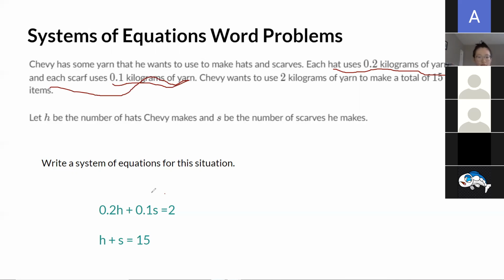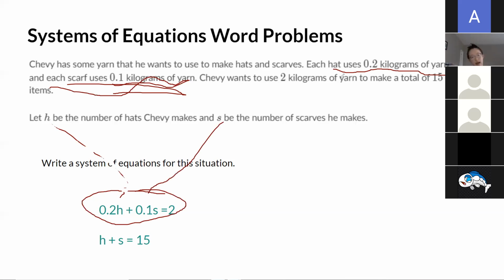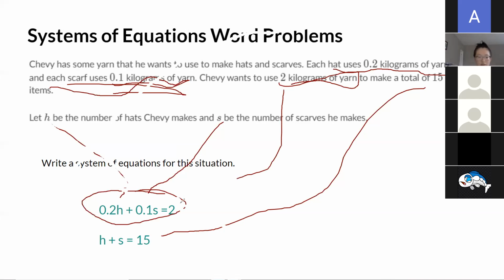That's where we got this equation, because each hat uses 0.2 kilograms of yarn and we don't know how many hats Chevy wants to make, the H goes right here. And then you have the 0.1, which is each scarf uses 0.1 kilograms of yarn, and that's where the S comes from. But we also have to remember that he wants to make a total of 15 items. So the 15 goes right here because H and S are the quantities of the hats and scarves respectively, and the 2 kilograms of yarn is how much he can use, so that's the 2 right here. Does that make sense?